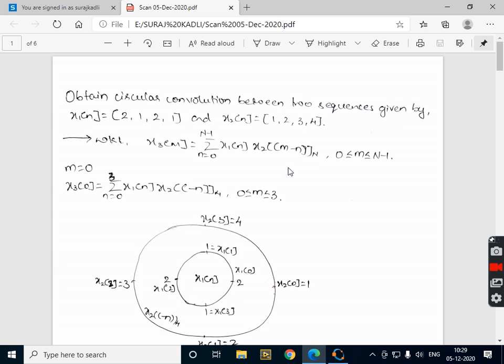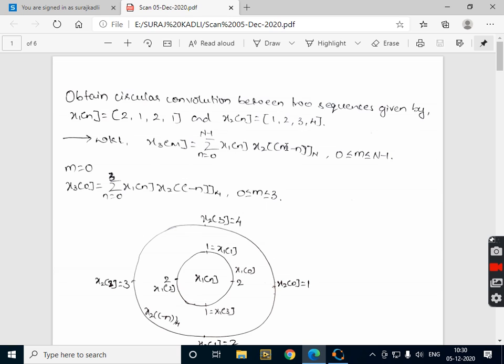Now both of these sequences will be represented on the circumference of the circle. The normal direction of plotting will be the anti-clockwise, or counterclockwise, direction. So x1 of n will be plotted in the anti-clockwise direction. For x2, n is the independent variable.